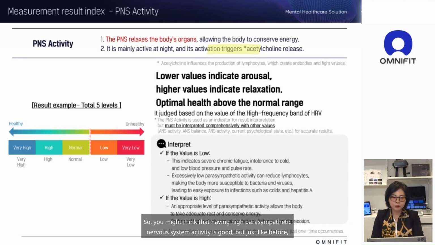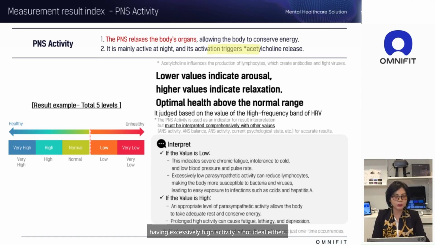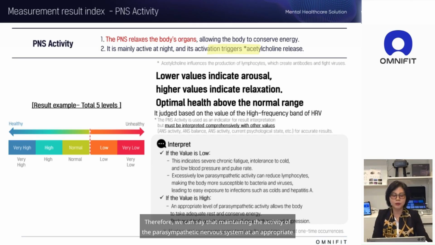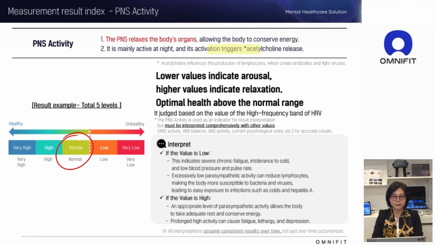So, you might think that having high parasympathetic nervous system activity is good, but just like before, having excessively high activity is not ideal either. Therefore, we can say that maintaining the activity of the parasympathetic nervous system at an appropriate level is the healthiest state.